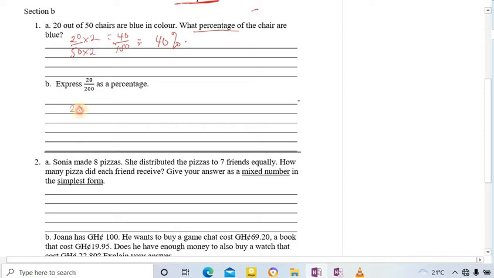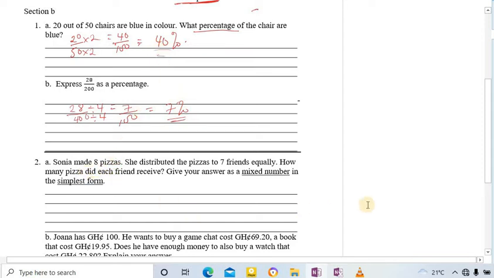Now the next question is, express 28 over 200 as a percentage. The same thing applies here. I'm being asked to change this to a like fraction with a denominator of 100. So I'll divide both sides by 4. Now what's 28 divided by 4? 7, of course. And then 400 divided by 4 is 100. So 7 over 100 is also the same as 7%. So my answer should be written this way, just as I wrote this one.